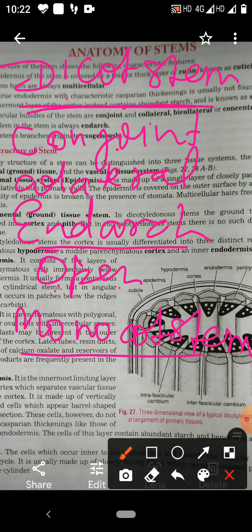Endarch means protoxylem is toward the center and metaxylem is toward the peripheral region. Conjoint collateral means xylem and phloem are both present on the same radius. But in the monocot, vascular bundles are conjoint, collateral, endarch, and closed. So why is it closed? Cambium is absent between the xylem and phloem.